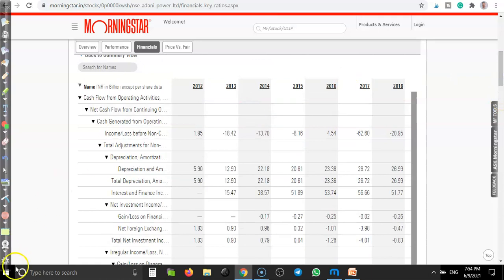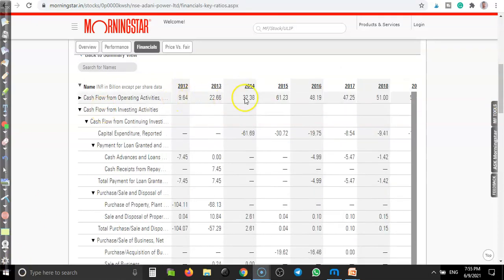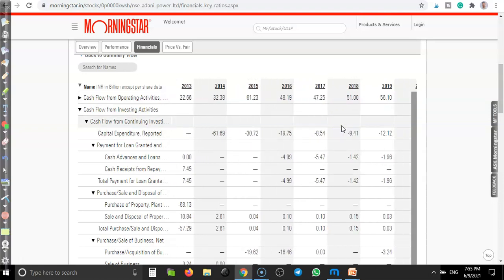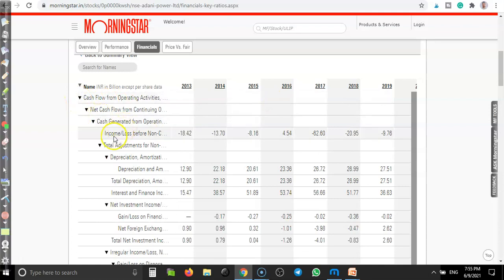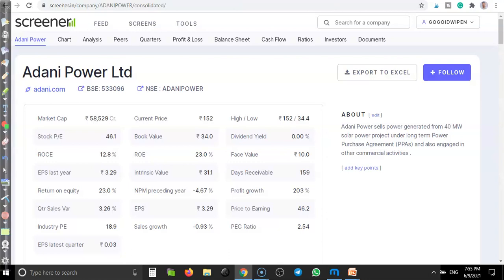Cash flow operation here, now you can see cash flow operation is also not consistent. Have you seen 32, 61, 48, 47, 51. So I'm not interested to take any position for the long term. If you go see details, click on here. So income and before here cash generating from operations. So here you can see all are negative. So I'm not interested.